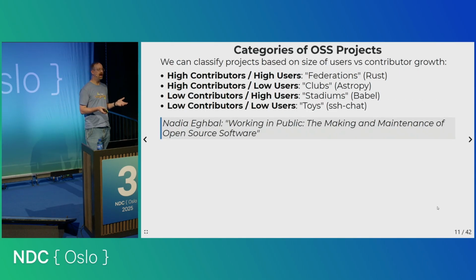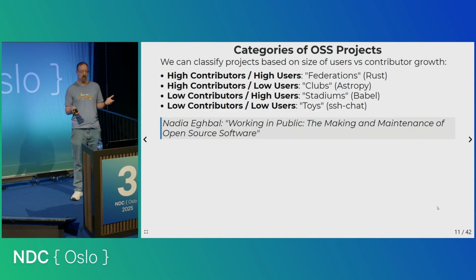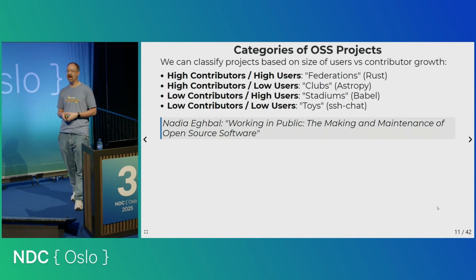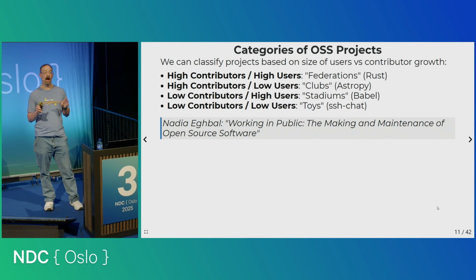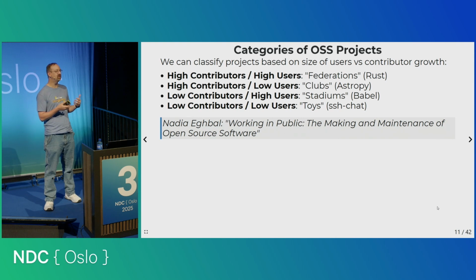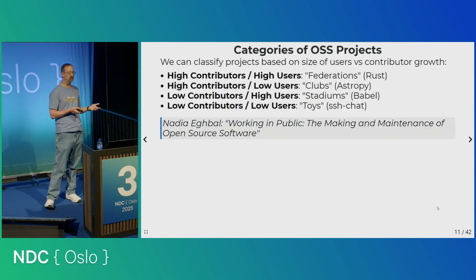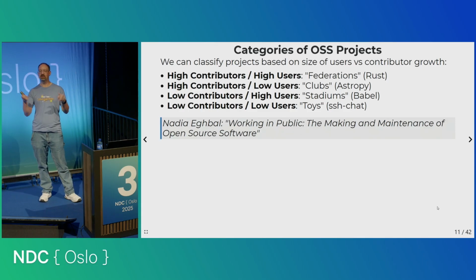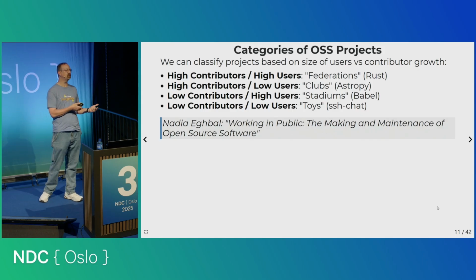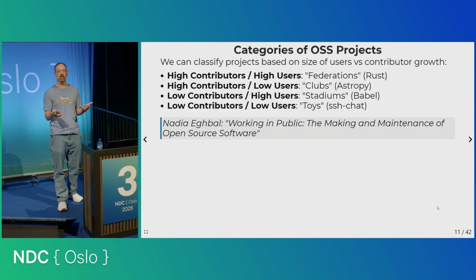There was a very good book by Nadia Eghbal a few years ago called Working in Public: The Making and Maintenance of Open Source. Excellent book, highly recommended. One of the points she made was she had studied hundreds of different open source projects and grouped them into the classic 2x2 grid based on number of contributors and number of people using that project.